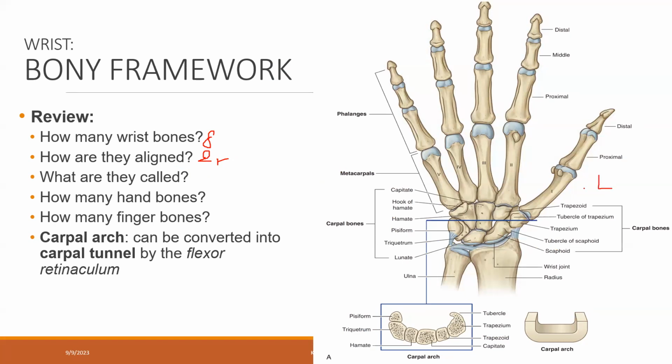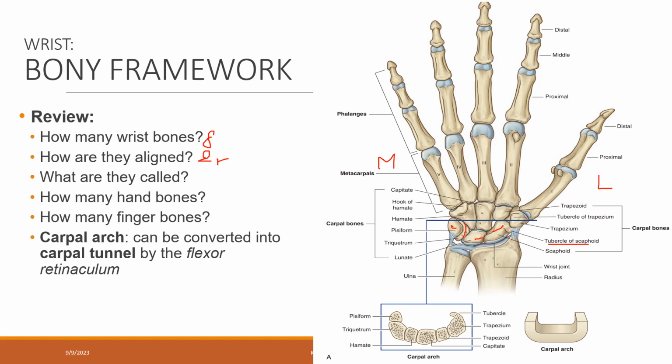From lateral to medial or from radial to ulnar, the proximal row is going to be scaphoid, lunate, triquetrum over here, and finally the pisiform. Note that the pisiform sits on the triquetrum, on the anterior side of the triquetrum like this. Okay, this is a very important thing. And notice how there is also something that is called the tubercle of the scaphoid right here. It is also quite important.